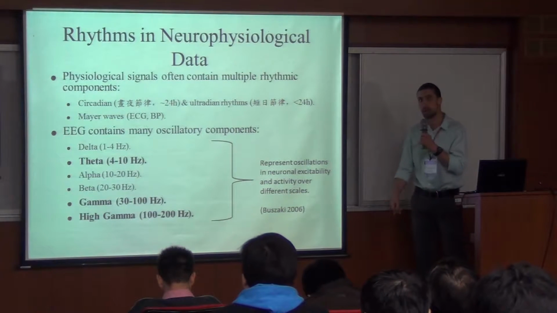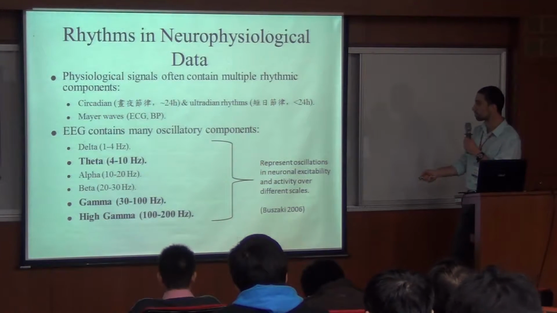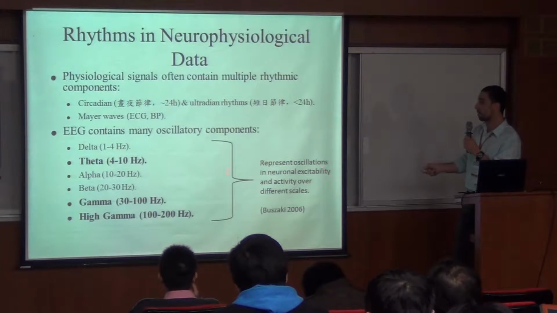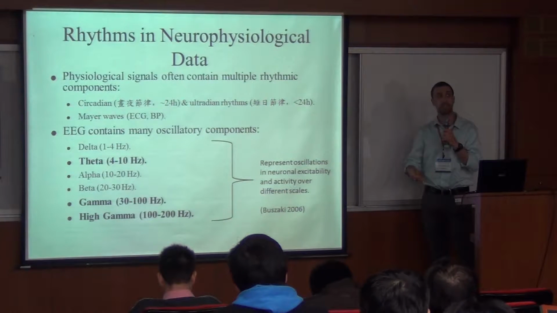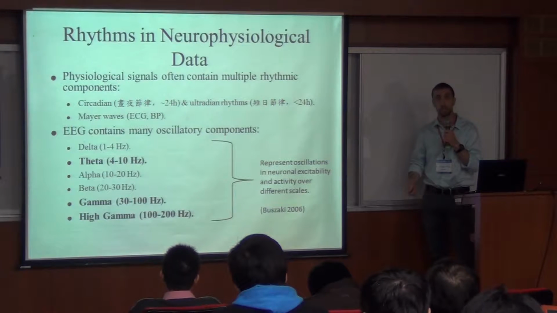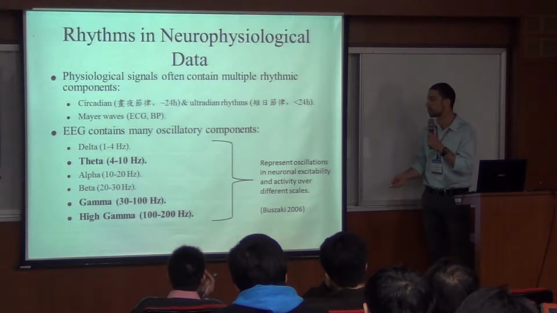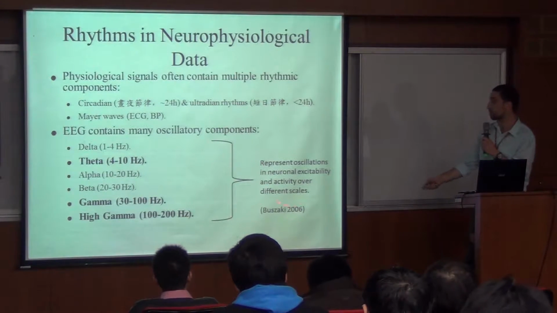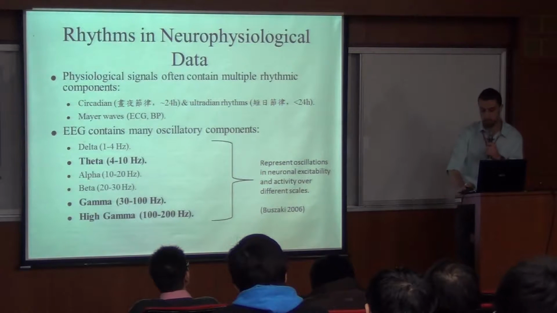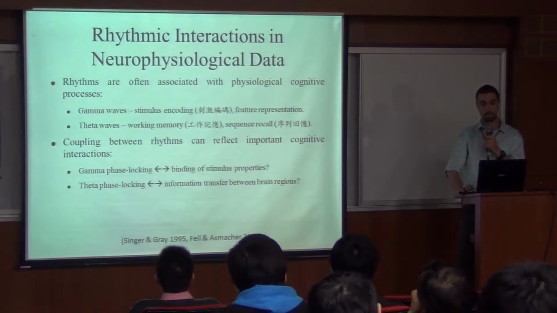So these rhythms are not just epiphenomena. It's been hypothesized that they represent oscillations. So they represent the fluctuations in the activity of neuronal populations, with the size of the population in inverse proportion to the frequency of the rhythm. There's a great book that you can read if you want an introduction to this topic.